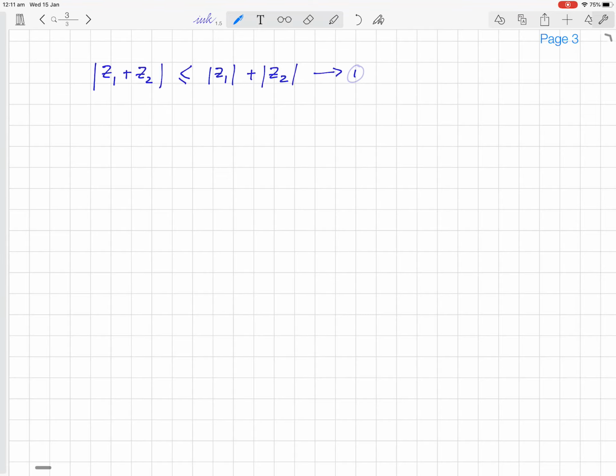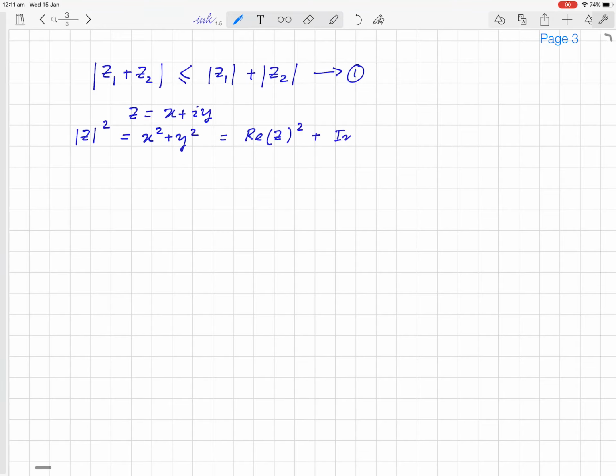but I will show you how to do those so that you will understand better. So if z is equal to x plus iy, then |z| squared can be written as x squared plus y squared, which is real of z squared plus imaginary of z squared.